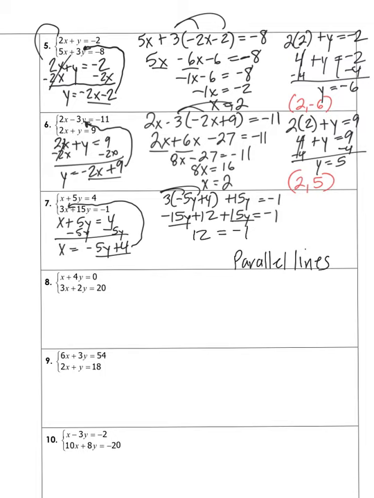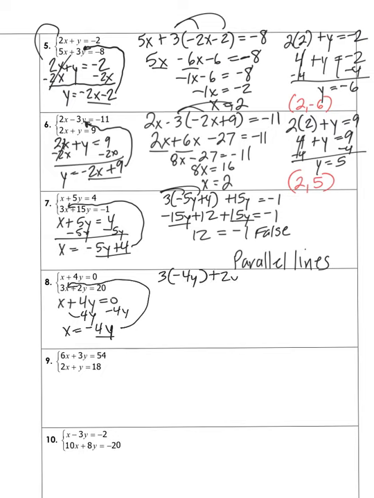Number 8. It looks like the first equation will be easier to solve for a variable. So all I have to do is subtract 4y from both sides, and x equals negative 4y. Now take what x equals and plug it into the second equation. 3 times negative 4y plus 2y equals 20.